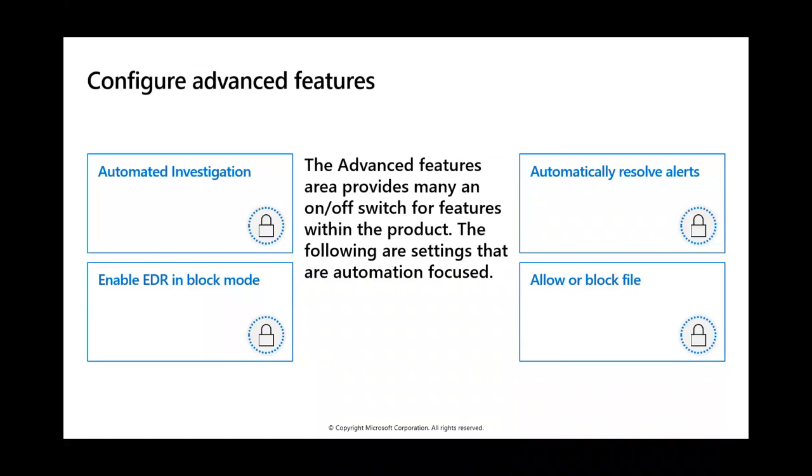There is also an option to automatically resolve alerts. This can help us resolve an alert if automated investigation finds no threats or has successfully remediated all malicious artifacts. Or we can configure and turn on an option called allow or block file, to make sure that Windows Defender antivirus is turned on and the cloud-based protection feature is enabled in our organization to use the allow or block file feature.